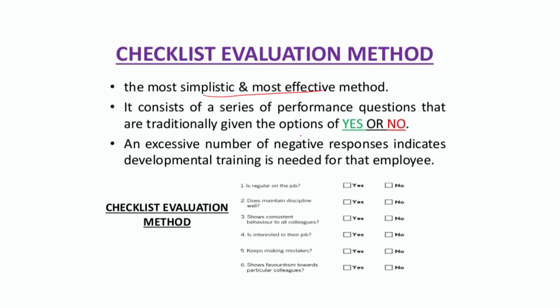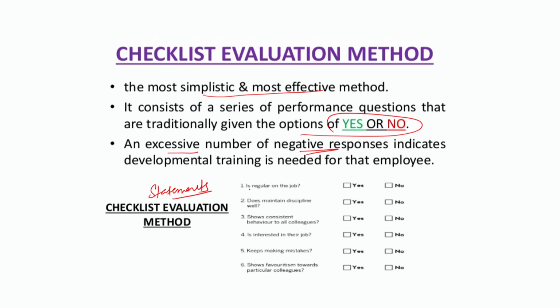Here we give two options, yes or no, which we have to tick mark. An excessive number of negative responses indicates that the training is needed for an employee. So for example, in the checklist method, there are a lot of statements. We just have to mark yes or no with respect to every individual.